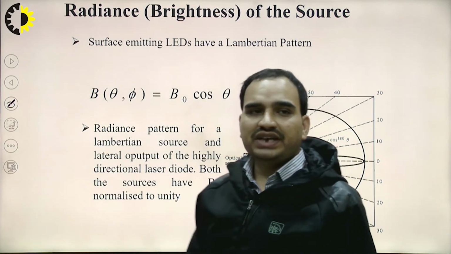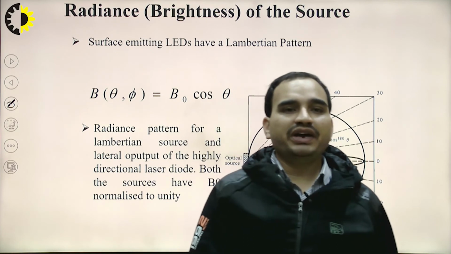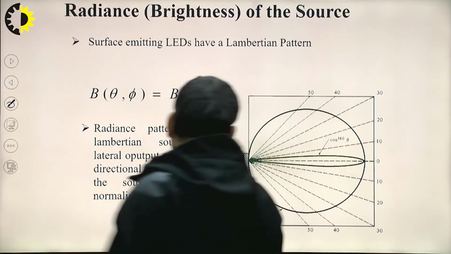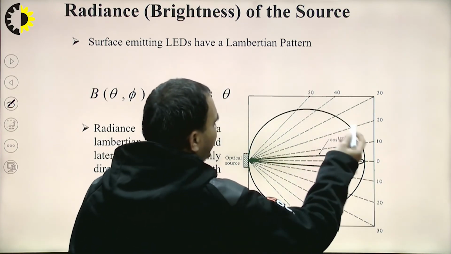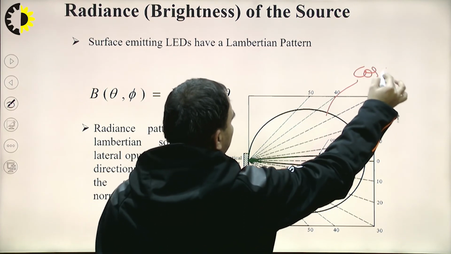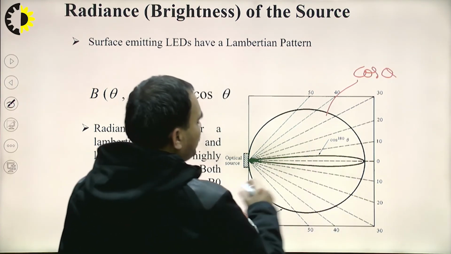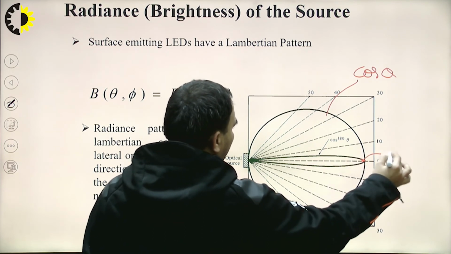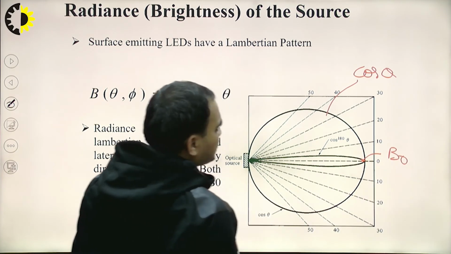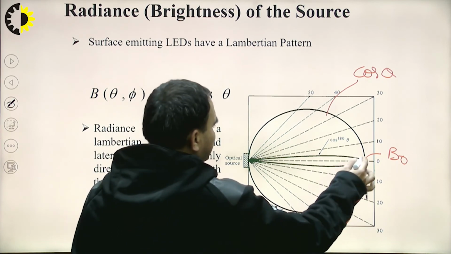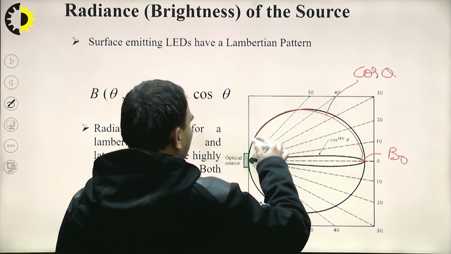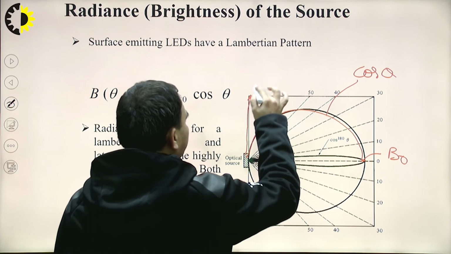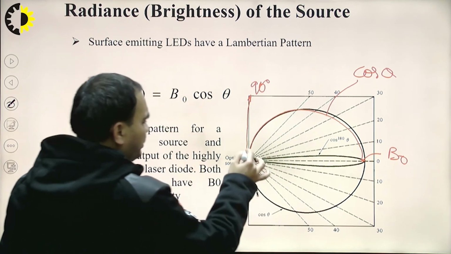The surface emitting LED has a Lambertian pattern as shown in the figure. The Lambertian pattern is defined as cos theta. This is nothing but a cosine function, where cos 0 gives the maximum value, that is B naught. It then decreases and goes to 0 at 90 degrees. So at 90 degrees we get a 0 value.